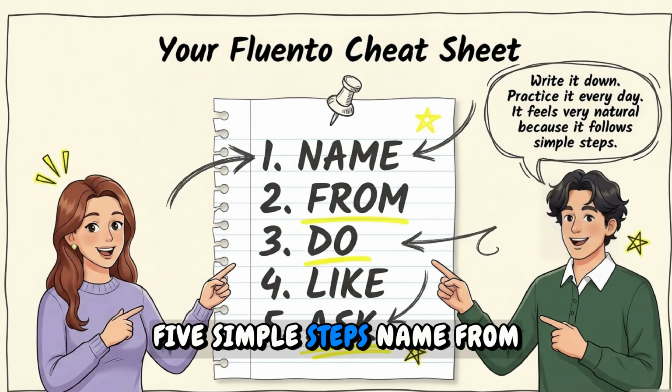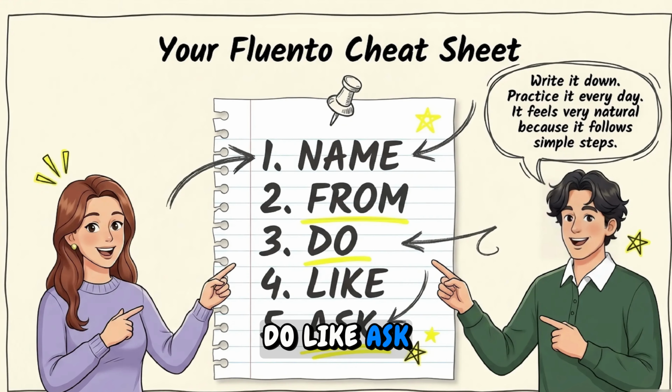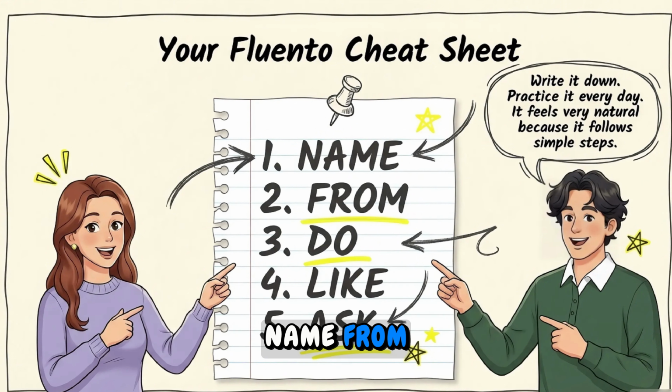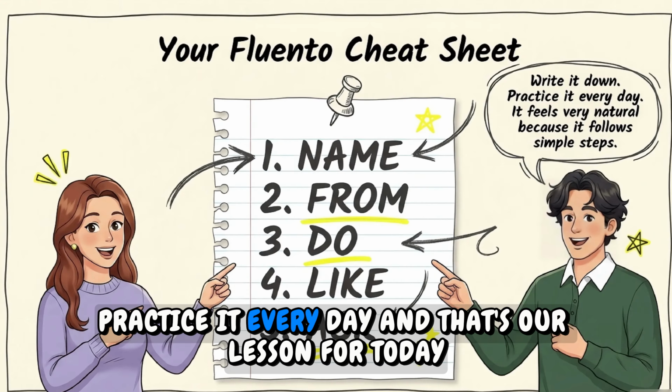5 simple steps. Name, from, do, like, ask. That's your formula. Write it down if you want. Name, from, do, like, ask. Practice it every day. And that's our lesson for today.